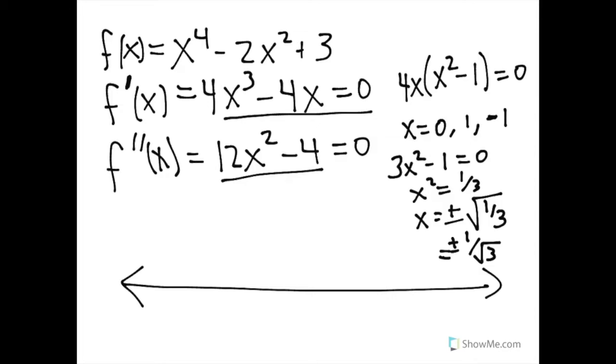So look at all the different points that we have that are important points for us that we're going to put on our number line. We're going to put 0, 1, and negative 1, and we're going to put plus or minus 1 over the square root of 3, or square root of 3 over 3, if you're rationalizing. I almost don't even have enough room to put this on a number line because we have 5 different points to worry about. That's a lot.